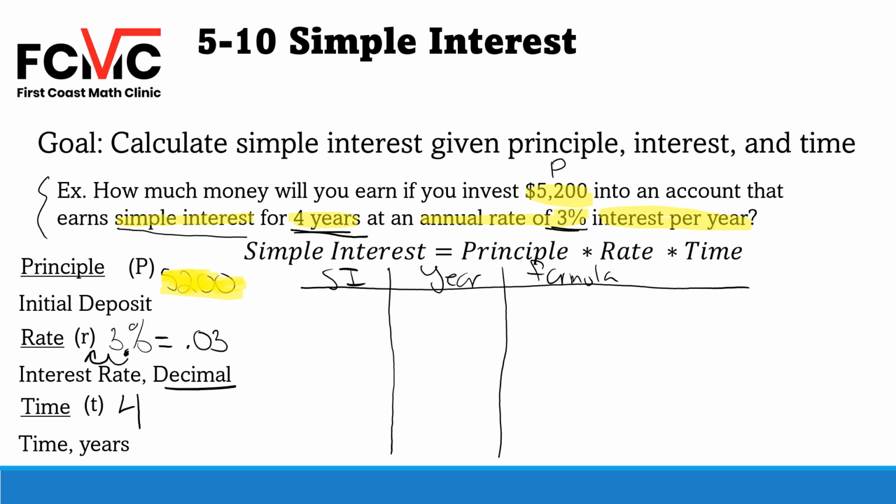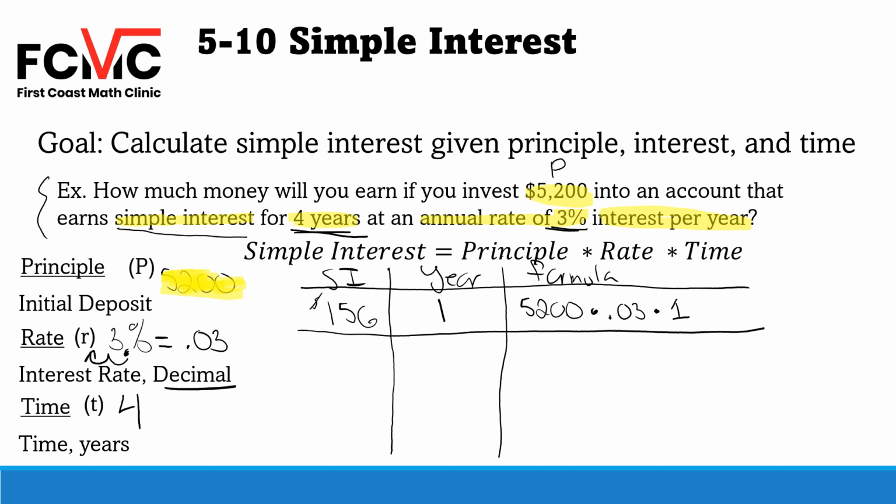Okay, so let's start with year 1. In our formula, we know our principal is 5,200, times our rate, which is 0.03, times our time, which is 1. When we multiply all these together, 5,200 times 0.03 times 1 gives me 156. So after 1 year, our simple interest is going to be $156.